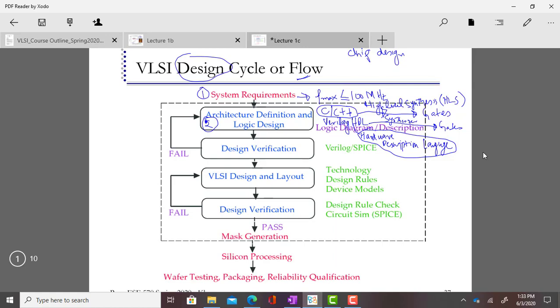Essentially you start either from a higher level language like C or C++ and you go to the gates, or you start from Verilog HDL, which is another language you will hopefully study, and you go to the gates. Now the gates is what is called logic design. So the second step is logic design.